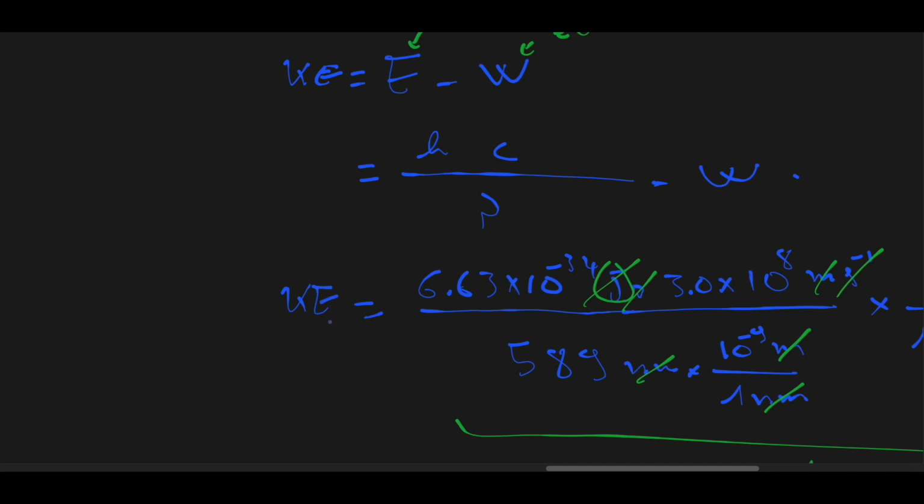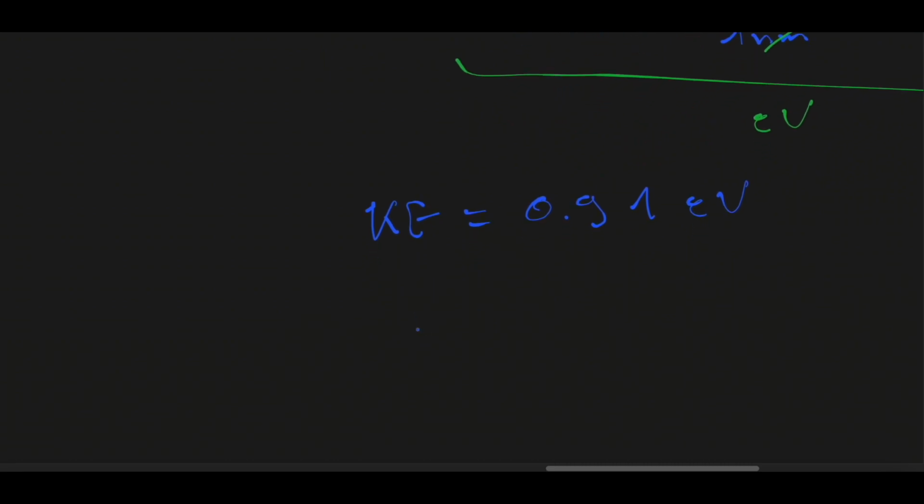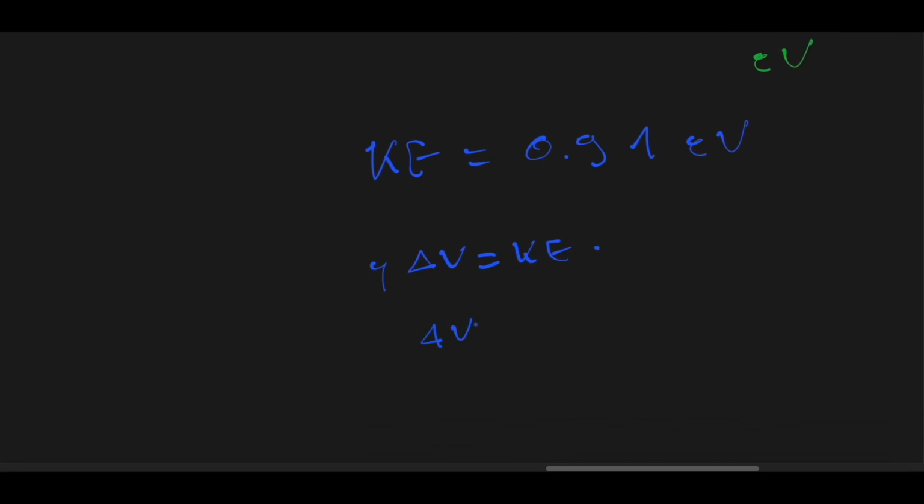The kinetic energy will be equal to 0.91 eV, and the stopping potential is obtained from this, because we have said it is equal to the kinetic energy. So the stopping potential will be equal to minus 0.91 volt. Here is the stopping potential. Here, don't forget that the charge is equal to minus e.